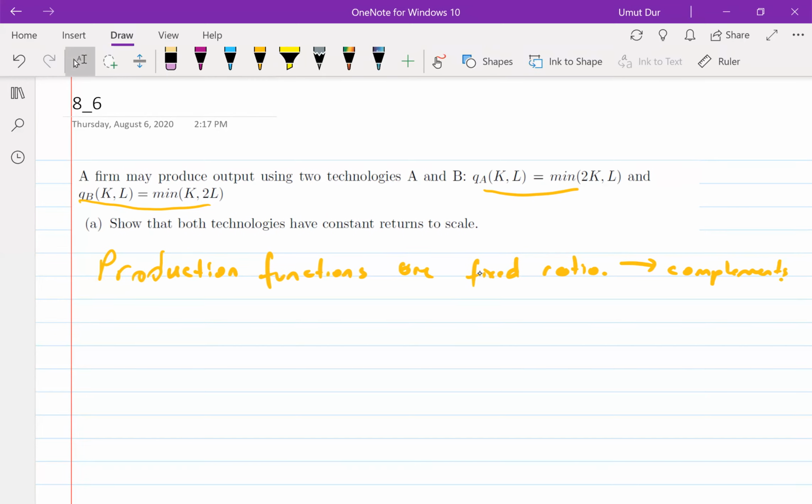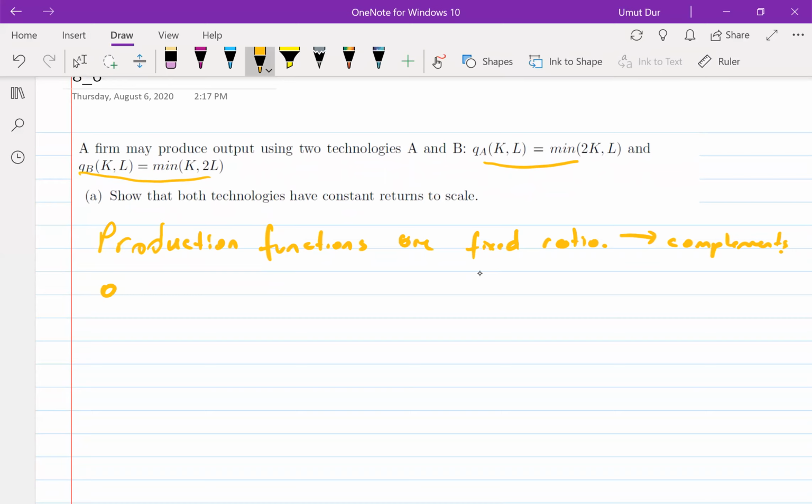And in the question, it asks that show that both technologies have constant return to scale. So let's remember what we mean by constant return to scale. If we have a production function F(K,L), and it is given Q amount, then if we increase both inputs by some factor, let's say alpha K and alpha L, then our output level should be alpha Q. In this question, I will be just focusing on the first one. The second one will be your homework.